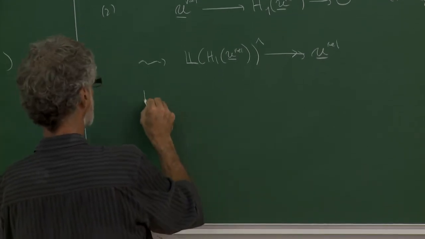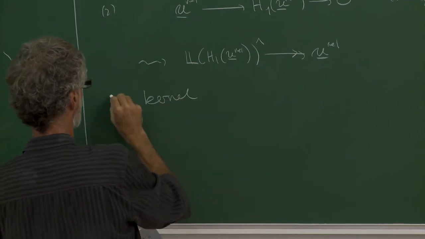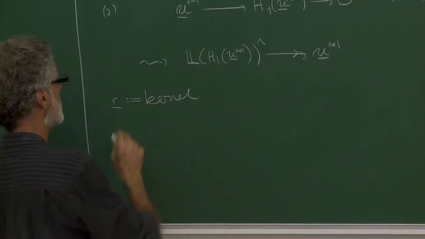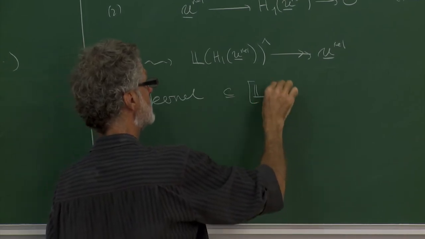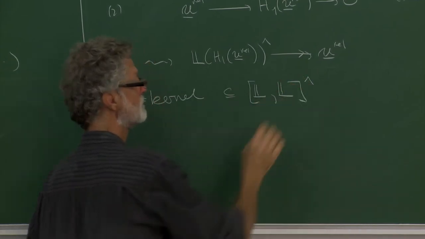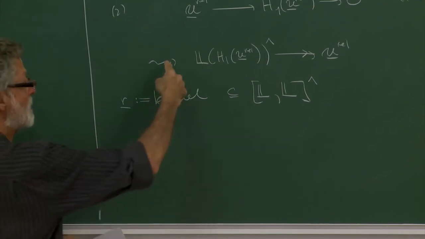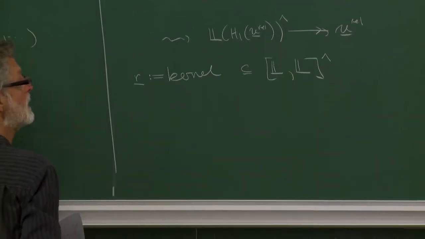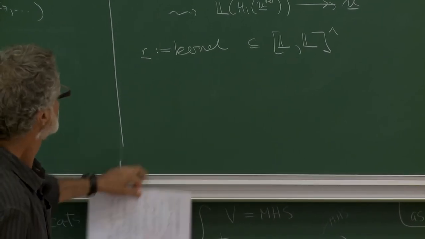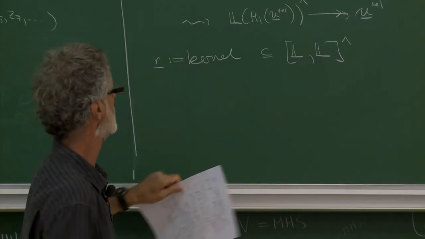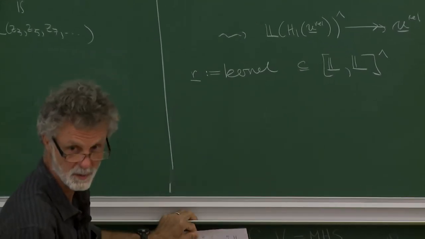And now what about, so let's let the kernel be R. So this is some ideal. So this is contained inside L bracket L, because it maps an isomorphism on H1. Sorry? L is this free Lie algebra. Yeah, L is the free Lie algebra, yeah.